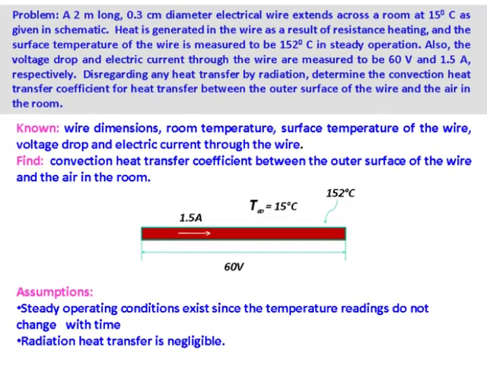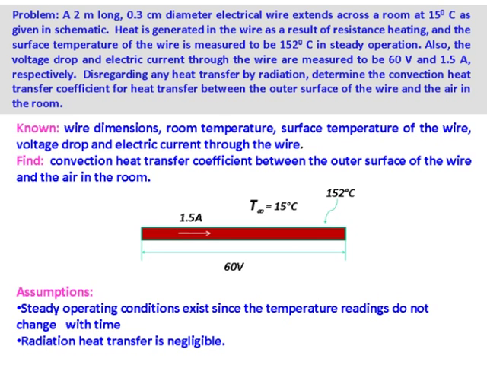That means I have put on my iron box or put on the current in the wire, and the temperature of the wire has reached steady state. Whenever I say steady state, I mean the temperatures are not varying. My wire temperature has reached 152 and it is going to stay there. Also, the voltage drop and electrical current through the wire are measured to be 60 volts and 1.5 amps. This gives me how much electrical power I am dumping into my wire.